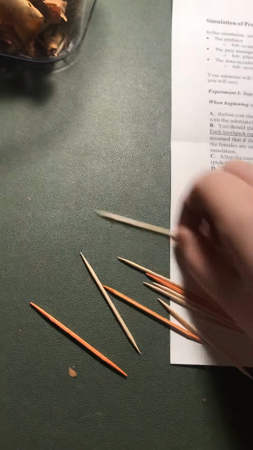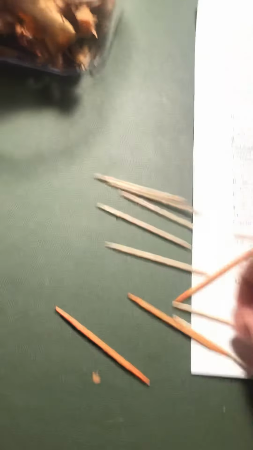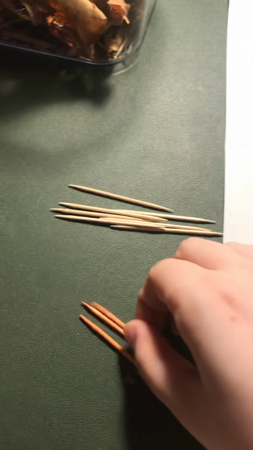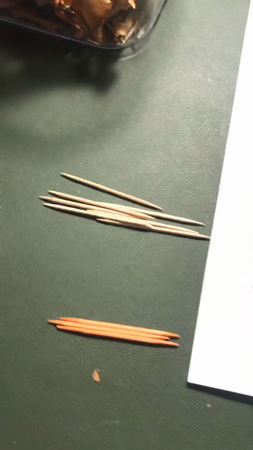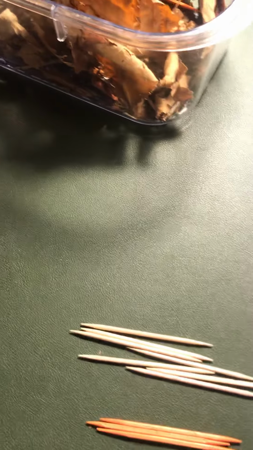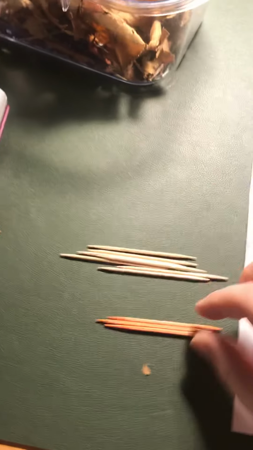Now we do this once again. We separate the tan from the colored. This time I managed to get 7 tan and 3 colored. Now we have to remove the rest of them. So we write that down. I know you're doing a lot by yourself, but as long as you keep track of what you're doing, you won't have any issues. So I got 7 tan and 3 colored.